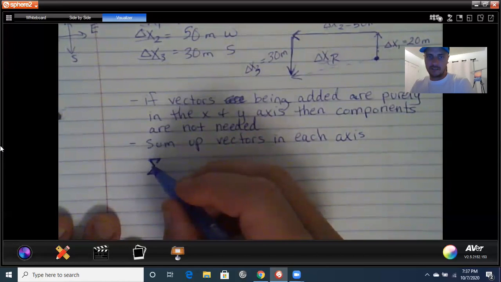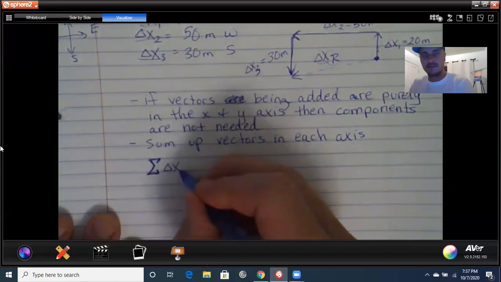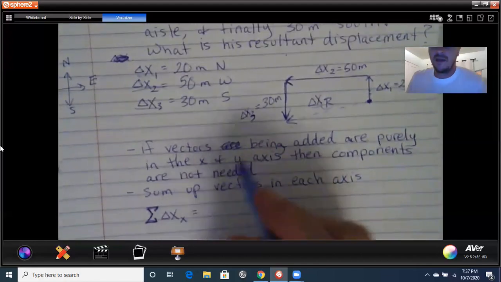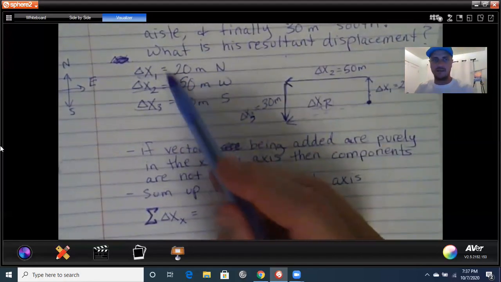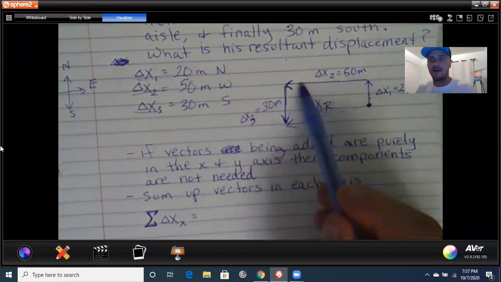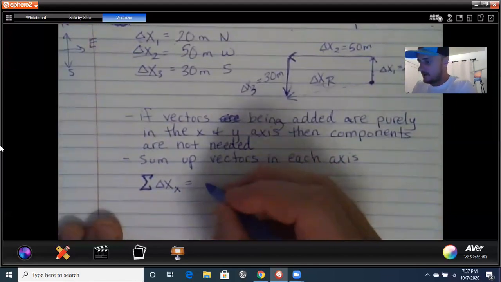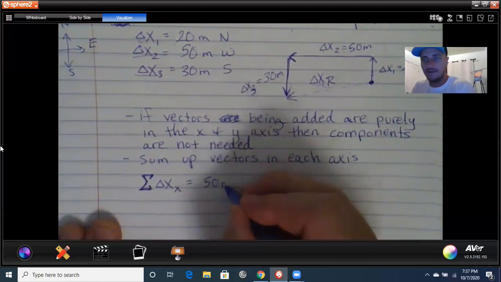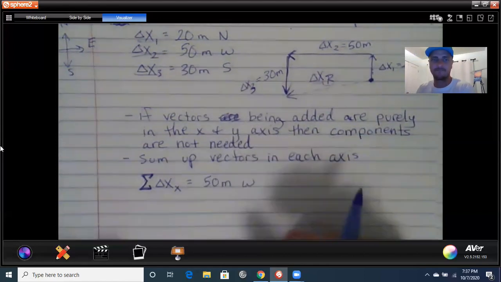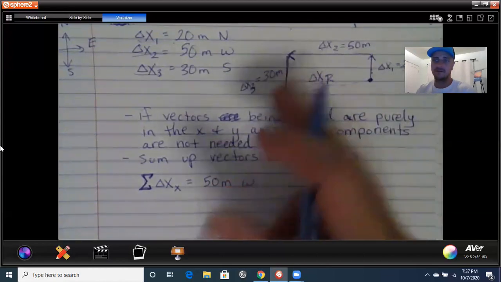Same thing. Sigma, the sum of the delta x's, the displacements in the x-axis. Let's do it. The sum of the displacements in the x-axis. How many of these vectors are acting in the x-axis? Just one. Isn't that it right there? All you have is delta x2. That's the only vector you got, and it's acting in the x-axis. So I'm going to go ahead and right here, 50 meters. That's it. Done. And maybe I should state the direction that it's west. Okay. So I just added up all my x vectors. There's only one x vector.